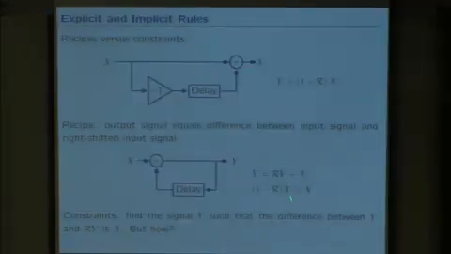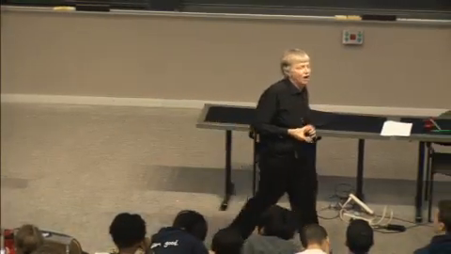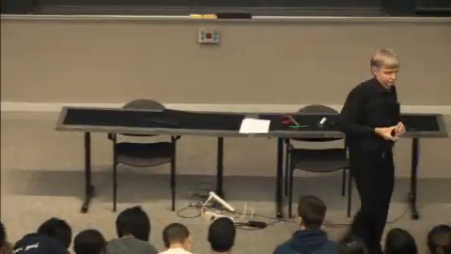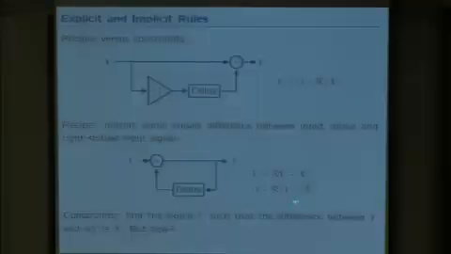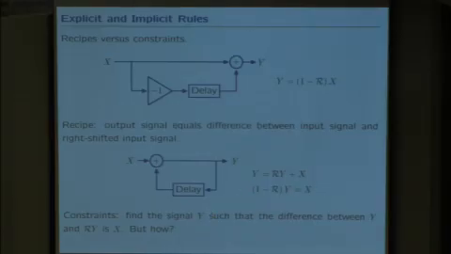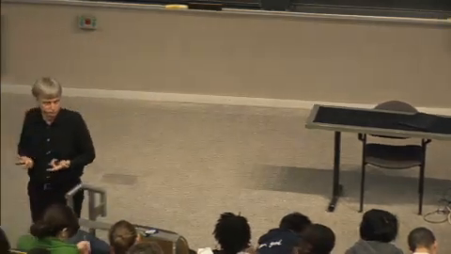So this statement up here told me a rule. Start with x, apply the 1 minus R operator, and you will get y. That's an imperative operation. Do this. This is a declaration. If you tell me x, y must be the signal that, when operated on by 1 minus R, gives you x. But it doesn't tell me a way to find it. It tells me a truth, but it doesn't tell me how to find that truth.